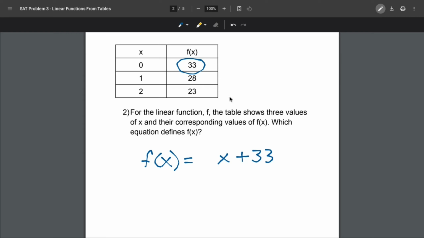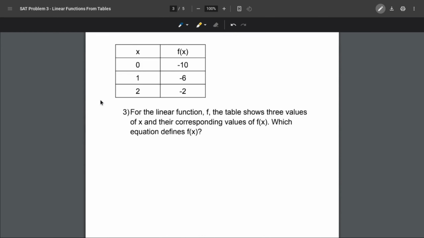Now we've got to figure out what our slope is. We're increasing by 1 on x, but we're decreasing by 5 on the f of x values. So we're going down by 5. This is a minus 5 here. So we're going down 5 each time. So we have a negative 5 slope. So our function is f of x equals negative 5x plus 33. Let's keep trying a few more.